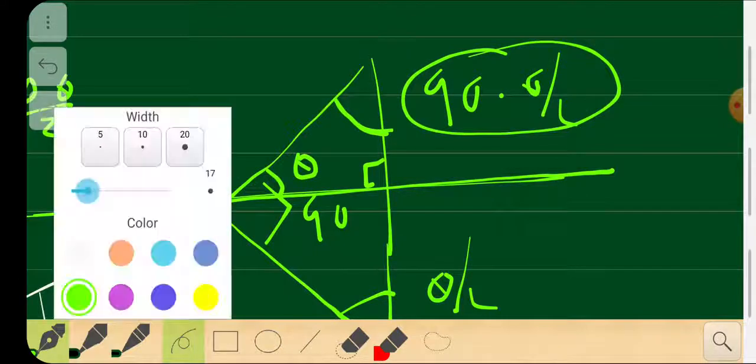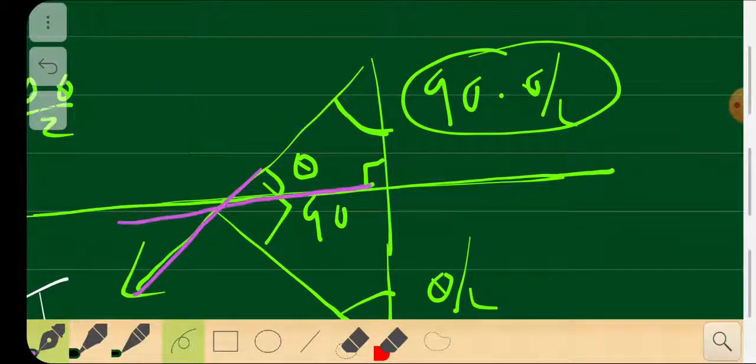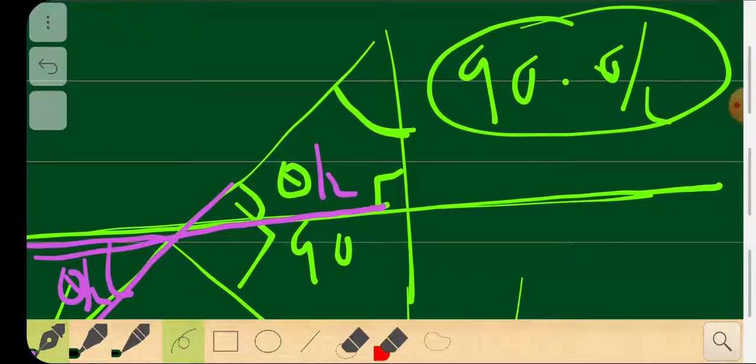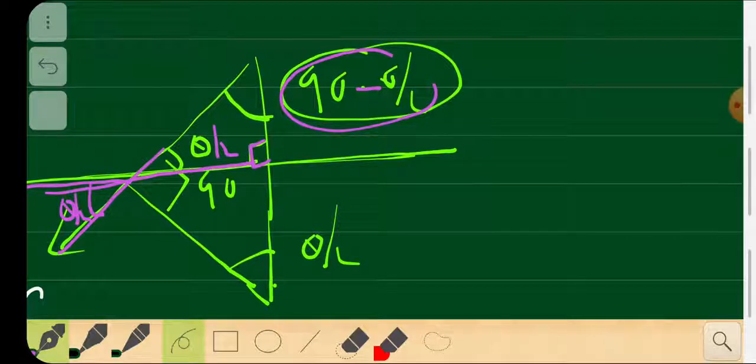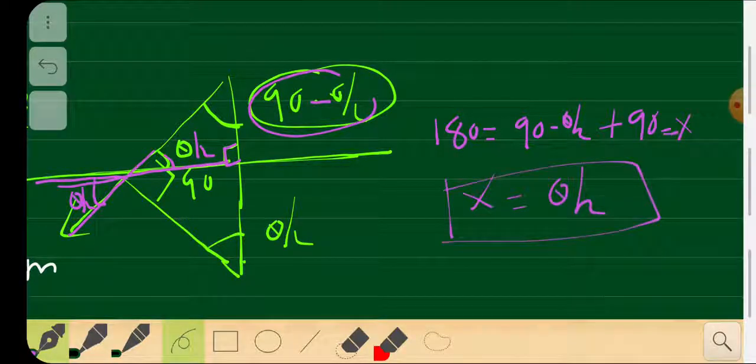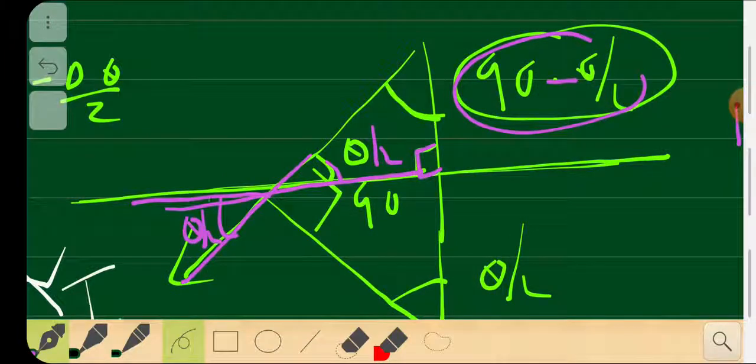So the angle on the other side of this whole line will be theta by 2 as well, right? Because this was 90 minus theta by 2, and this was 90, the total must be 180 degrees. So 180 degrees equals 90 minus theta by 2 plus 90 plus this new angle x. So x will be theta by 2, and the angle on the other side will also be theta by 2.